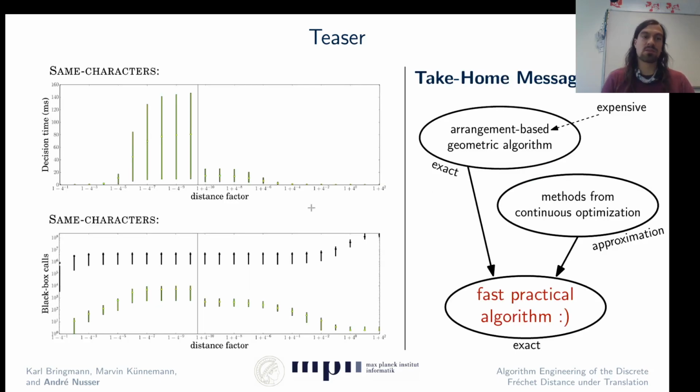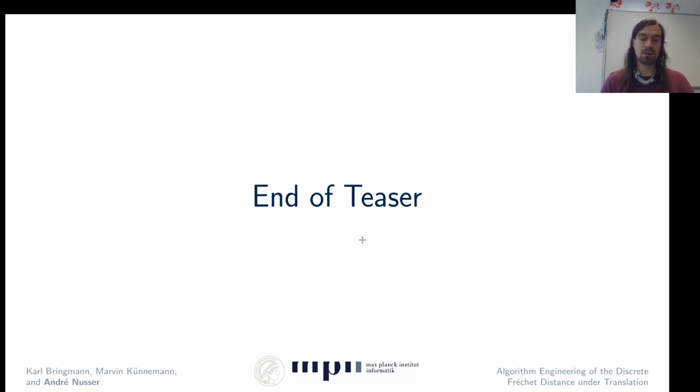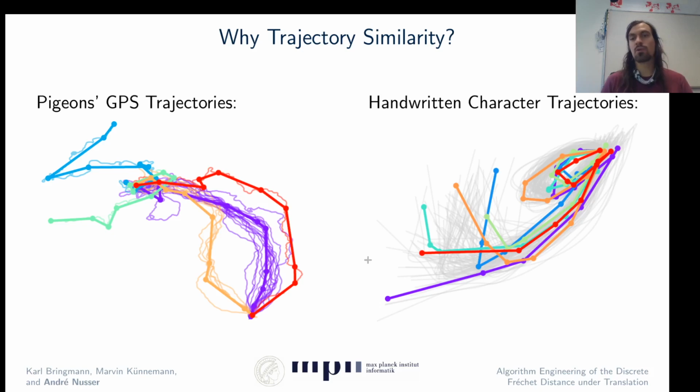So let's look at the rough results that we get in experiments. The runtime is something like 100 milliseconds on a character dataset, and we outperform the arrangement-based algorithm by a few orders of magnitude. The take-home message is that combining an arrangement-based geometric algorithm, which is exact but expensive, with methods from continuous optimization, which are approximative, we get a fast practical algorithm, which is exact. So that's the rough overview over the talk, and now I will actually go through it slower and explain the details.